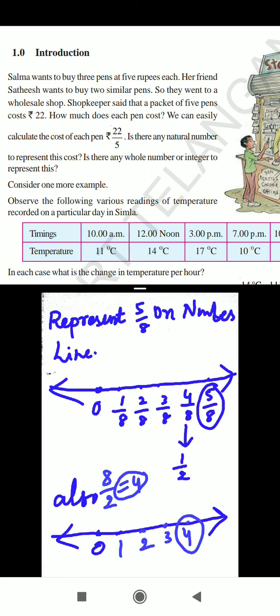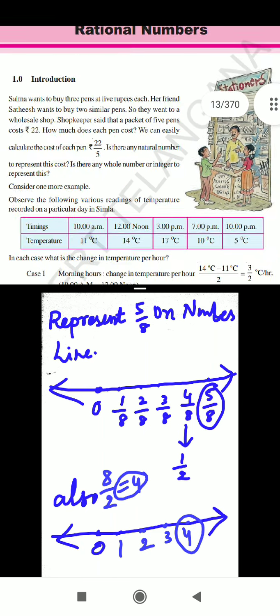Salma wants to buy 3 pens at 5 rupees each. Her friend Satish wants to buy 2 similar pens. So they went to a wholesale shop. Here the picture is also given, you can observe.